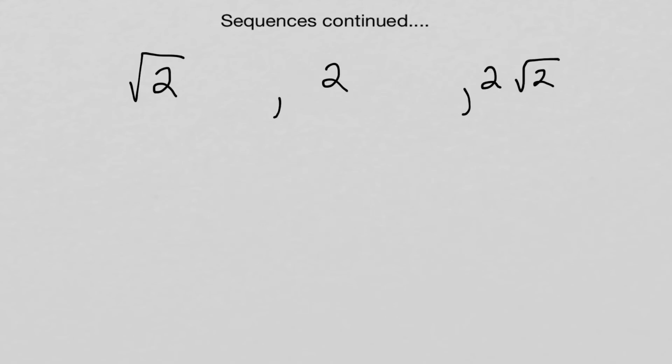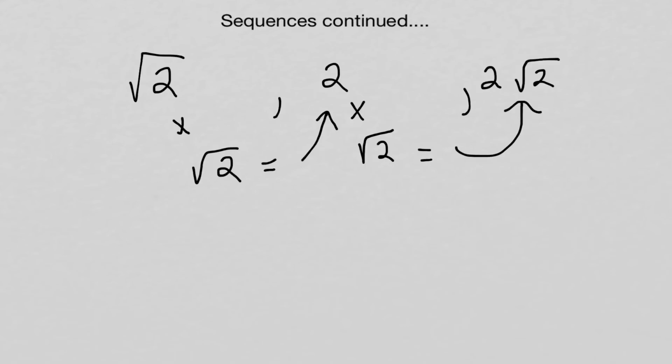All right, next sequence actually is pretty decent. I think y'all will see this one real quick. What do I have to multiply the square root of 2 by to get 2? I have to multiply it by the square root of 2. So 2 times the square root of 2 equals 2. Let's see if that works for the next one. 2 times the square root of 2 equals, yep, 2 times the square root of 2. Key is just knowing that the square root of 2 times the square root of 2 equals 2.